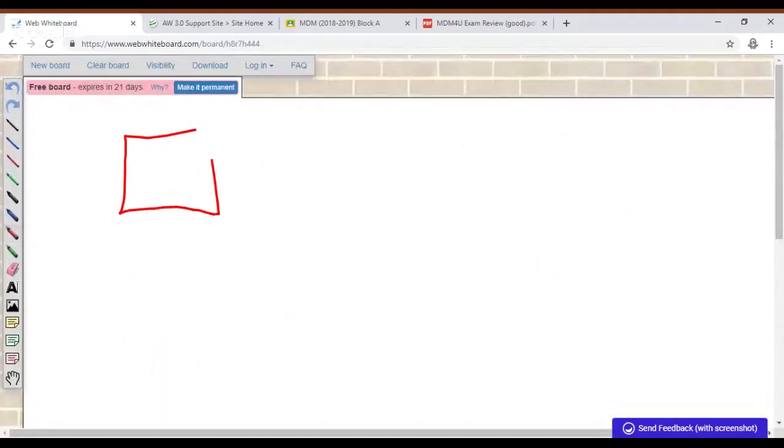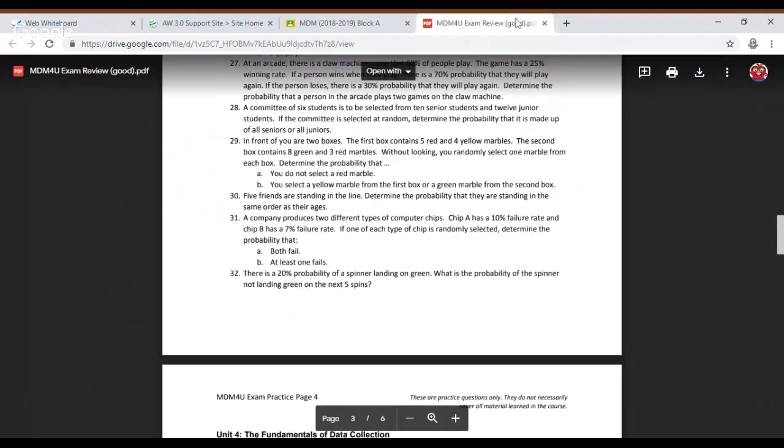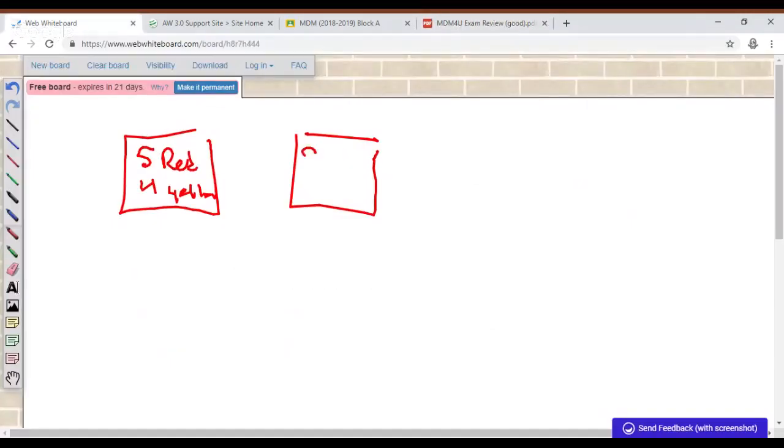So in the first box, we have 5 red and 4 yellow. In this box, we have 8 green and 3 red. And we're just going to randomly choose a marble out of each one.